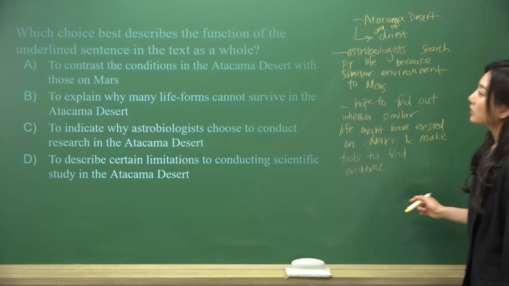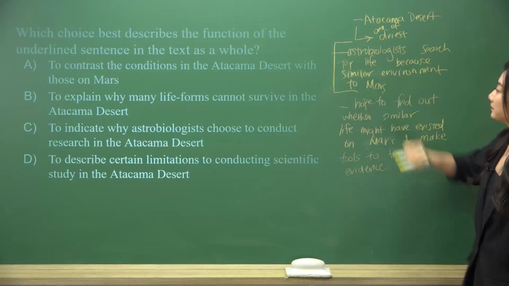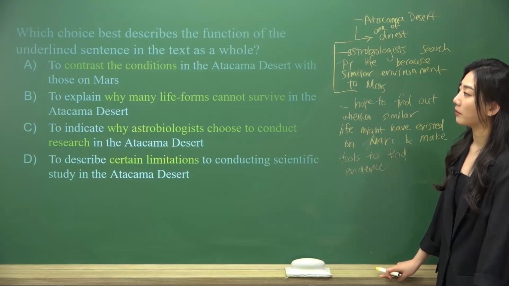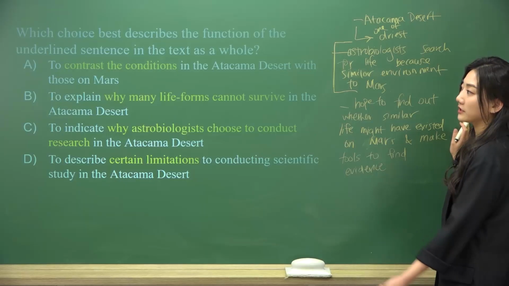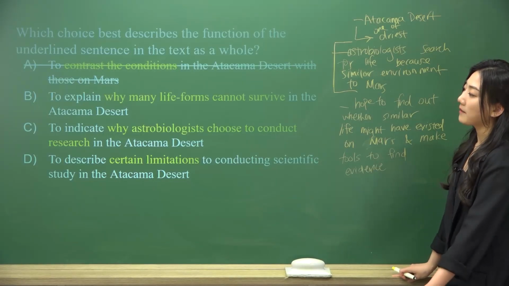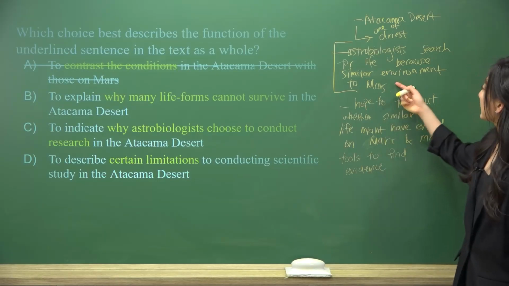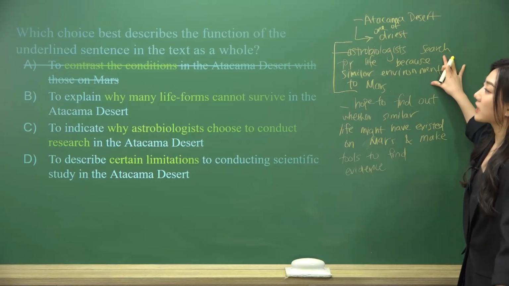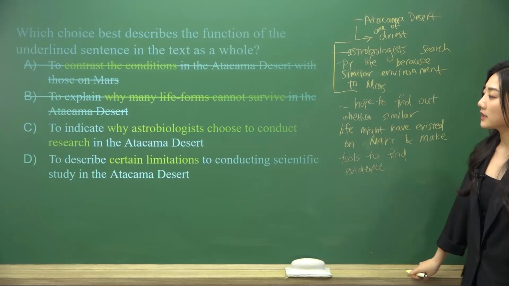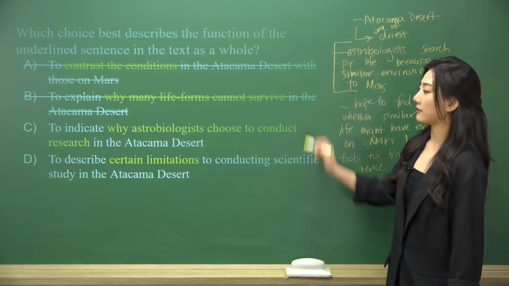Okay, which choice best describes the function of the underlined part? So this one here is the underlined part. A, to contrast the conditions in the Atacama Desert with those on Mars. Did they even mention the actual conditions, and is it a contrast? So the answer is no. B, to explain why many life forms cannot survive in the Atacama Desert. That is not an explanation. What they said is that they're studying the Atacama Desert because it's very similar to Mars. So no. C, to indicate why astrobiologists choose to conduct research there. That sounds fine. That's definitely a maybe.